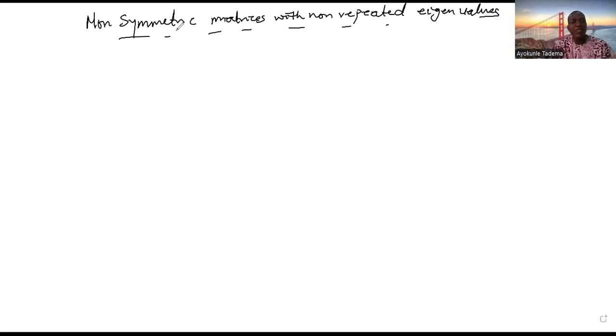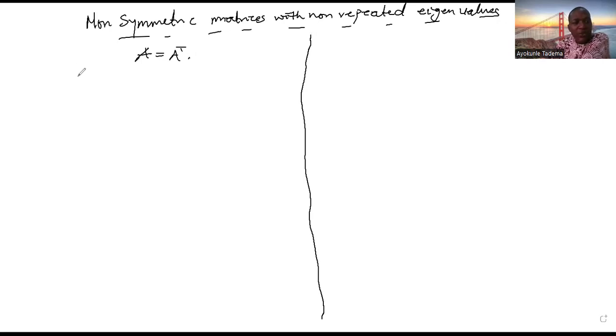Now, what do we mean by a symmetric matrix? A matrix A is symmetric if A equals A transpose. Or if A is not equal to A transpose, then the given matrix is not symmetric. Now, quickly, let's look at one example.